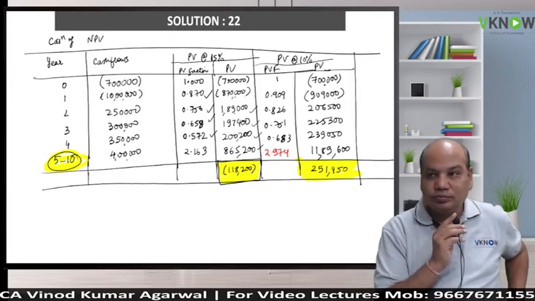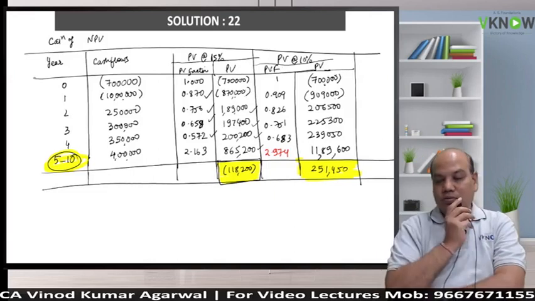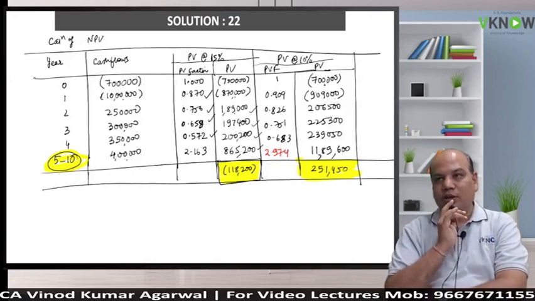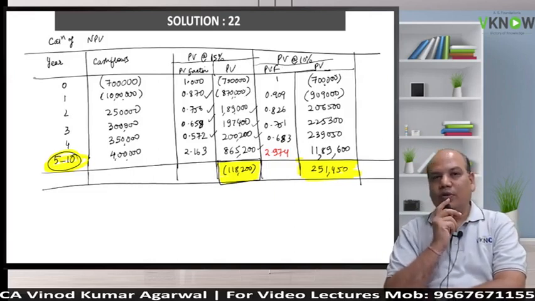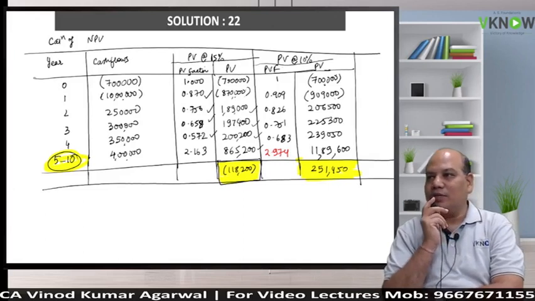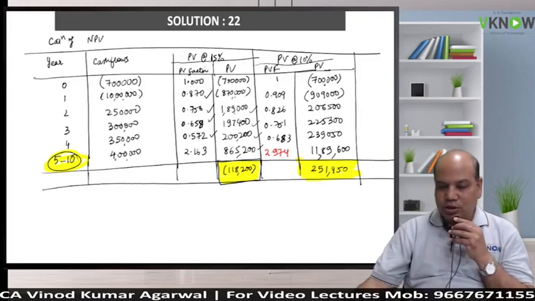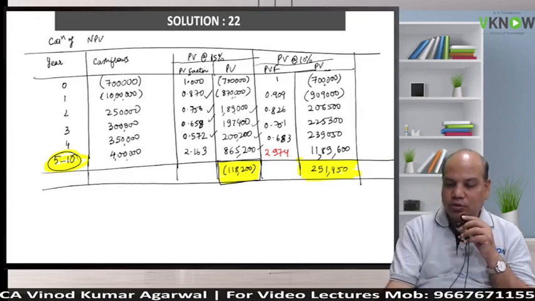Okay, do it carefully. 251 something is okay. 251, last three digits can be anything, still I will accept. Okay, you can't make mistake in total. In spite of all your hard work, you will get 0 marks.